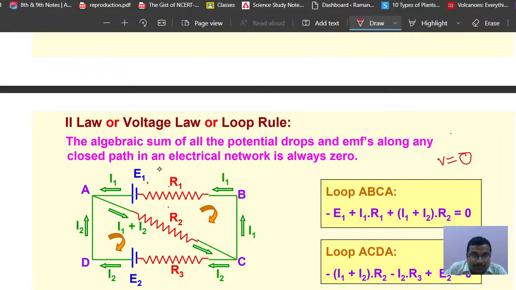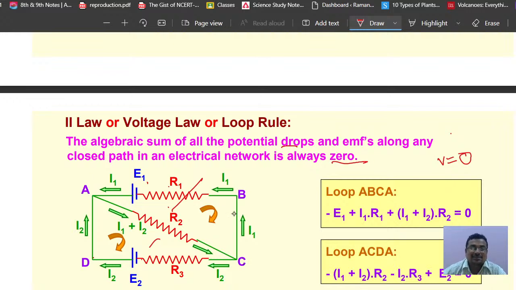So A B C D, see A B C D. Here is the network ABCA, and here is ACDA, this is another network. So they are telling that the algebraic sum of potential difference, potential drop along any closed path, it is not an open path, it is a closed path, in an electric network is zero.